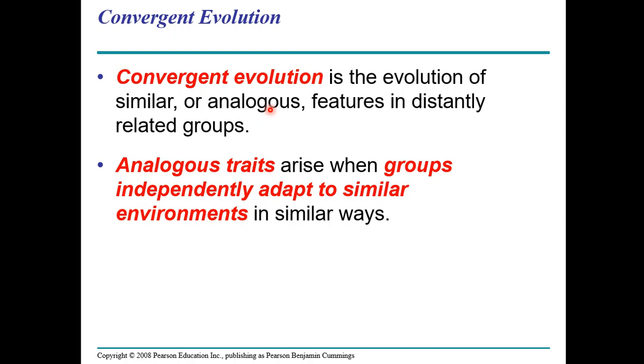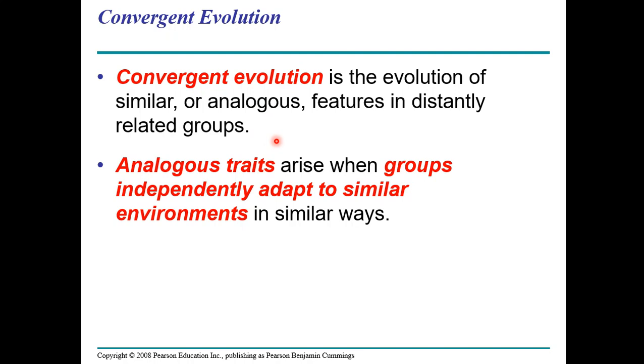Yung bat wings and the wings of a butterfly, okay? They are analogous in such a way that they have the same function for flying, but if you look at the anatomical structure, they are different. Different anatomical structure. You call that class as analogous.